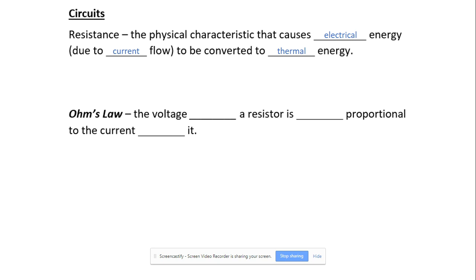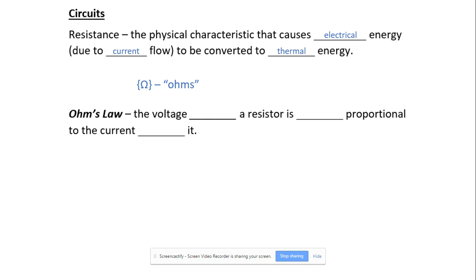Now, if the heat gets too high, actually what you'll have is a conversion to light energy as well, but we won't really worry about that here. The units we use for resistance are ohms. I believe we discussed this previously.